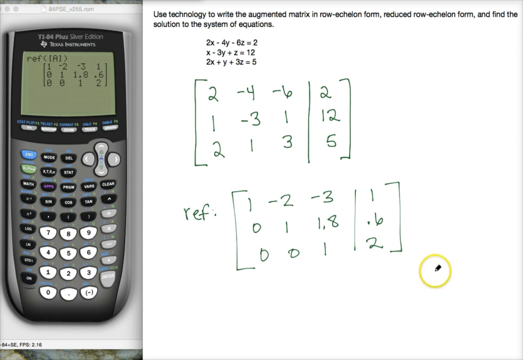If I were going to use this to solve my system, I would start here in the third line, and this is telling me that z is equal to 2, and then I would back substitute, take that into equation number 2, which is saying that y plus 1.8z is equal to 0.6. I'd plug in 2 for z and then solve for y. Once I knew y and z, I could plug back in to find out my x. We can actually use the calculator, though, to avoid this back substitution by using reduced row echelon form.